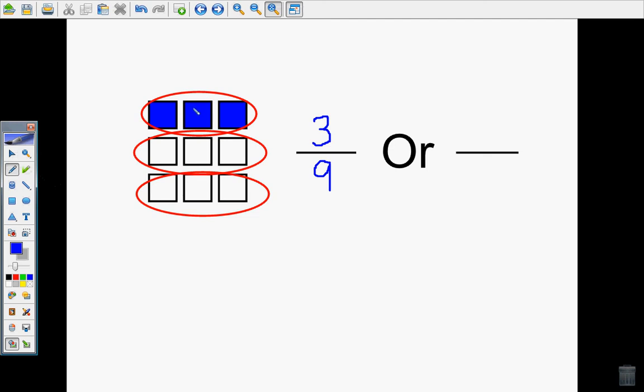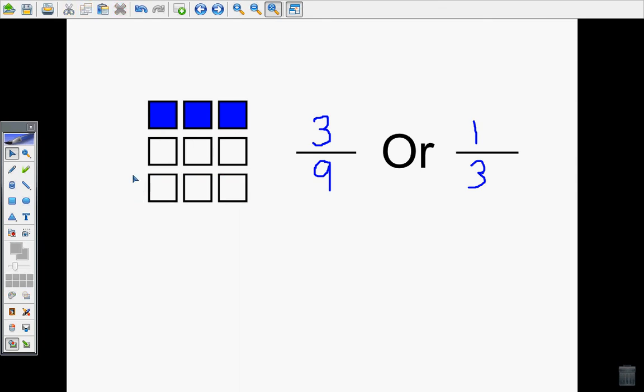Now I have 1, 2, 3 total sets, and 1 out of those 3 sets has been colored in. I could organize it in a slightly different way as well. I could think about how I could divide it up again so that I have equal sets.